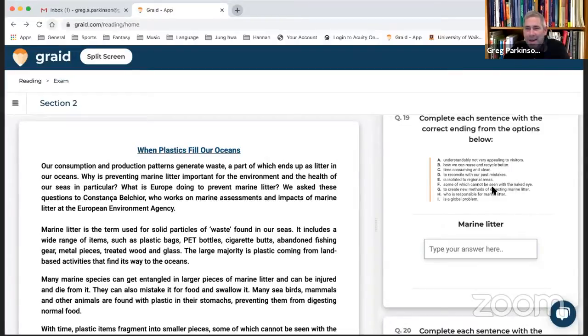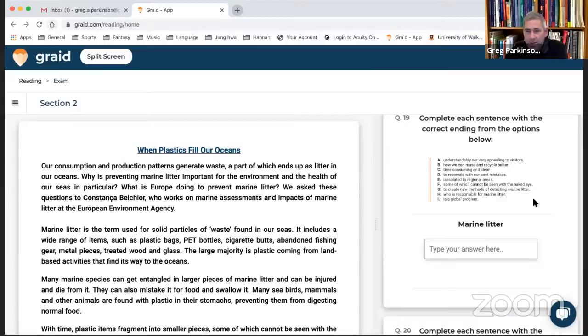Marine litter is isolated to regional areas. Now that seems, well, it's grammatically correct, but it seems like it's not possible because all of the oceans and seas in the world are connected. So maybe that's possible. It's definitely grammatically possible. But let's carry on. F we've already done. Marine litter, to create new methods of detecting marine litter. So that doesn't make sense grammatically.